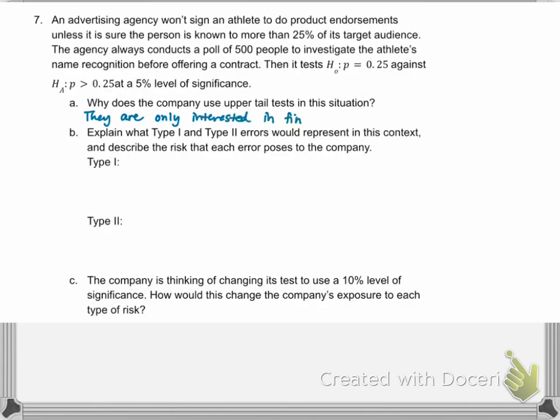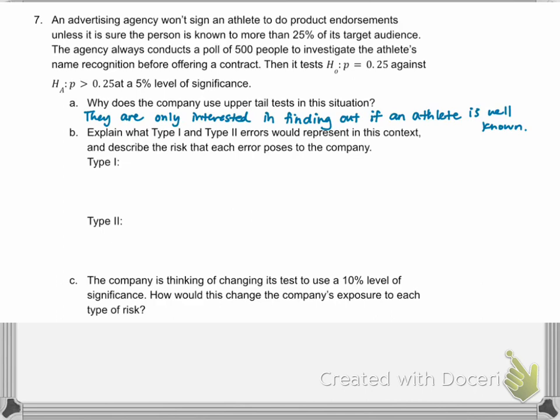All right, question number 7 is going to talk about errors and consequences of those errors. So you're looking at this advertising agency. They're trying to get a spokesperson for their product, but they're only going to do that if it's known to more than 25% of their target audience. Meaning like you want to find a good athlete to sell your shoes, or a good chef to sell your knives, or whatever it might be. Whoever their target audience is for their product, they want an athlete that's known name recognition wise to their audience.